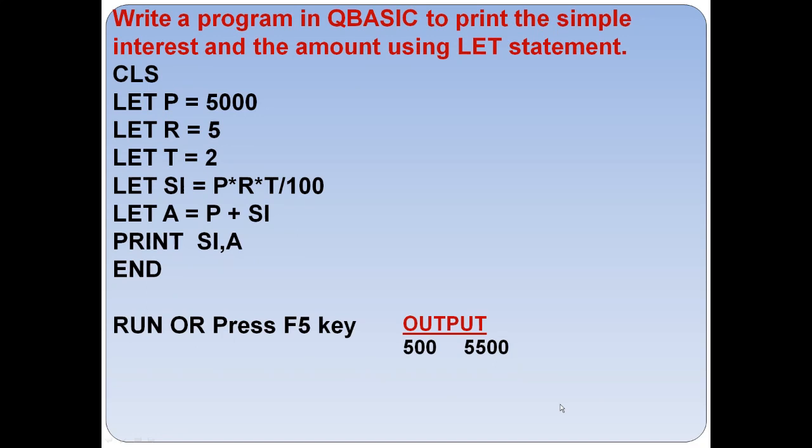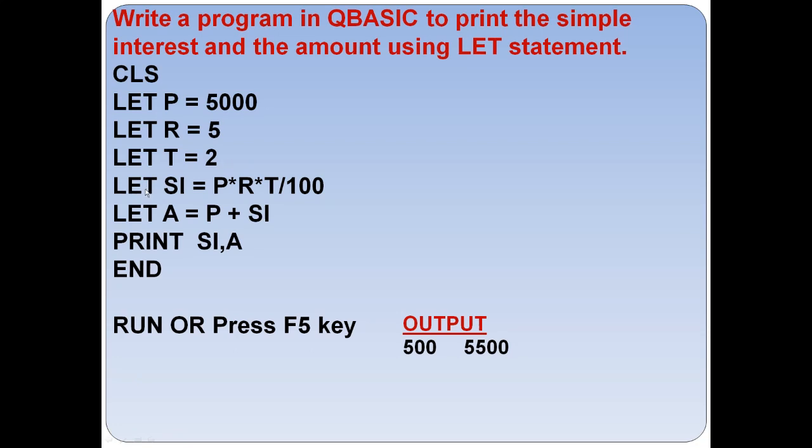Now the next program is: write a program in QBasic to print the simple interest and the amount using let statement. In this program we will find the simple interest and the amount. When we are finding the simple interest, for this we want principal, rate and time. Now CLS, let P for principal 5000 we have taken, let R for rate 5% we have taken, let T for time 2 years we have taken.